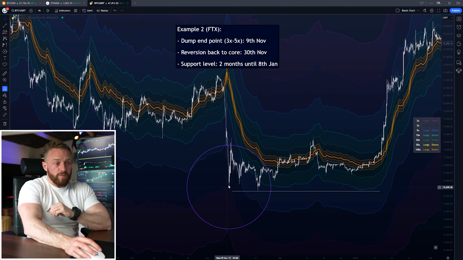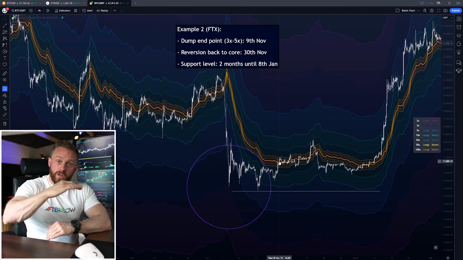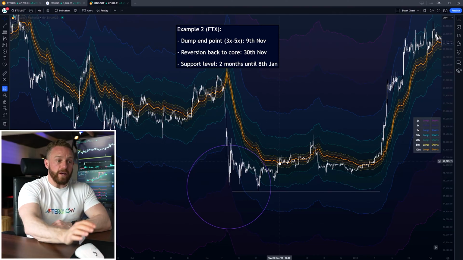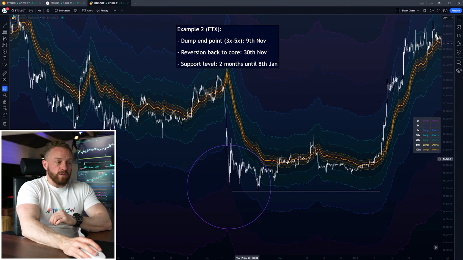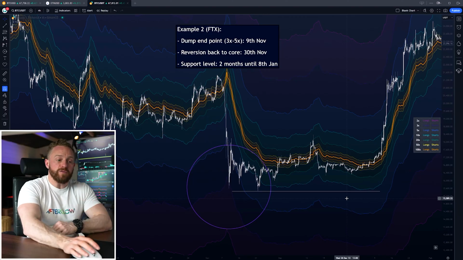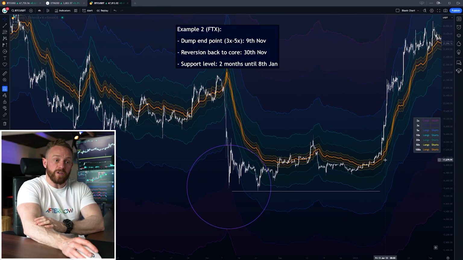Next, we saw price moving back gradually towards that core liquidity line in the center of the band. And also, you'll notice that that 3x point in the band then later acted as support, and also that held again for several months until later on we started to see the first signs of recovery.